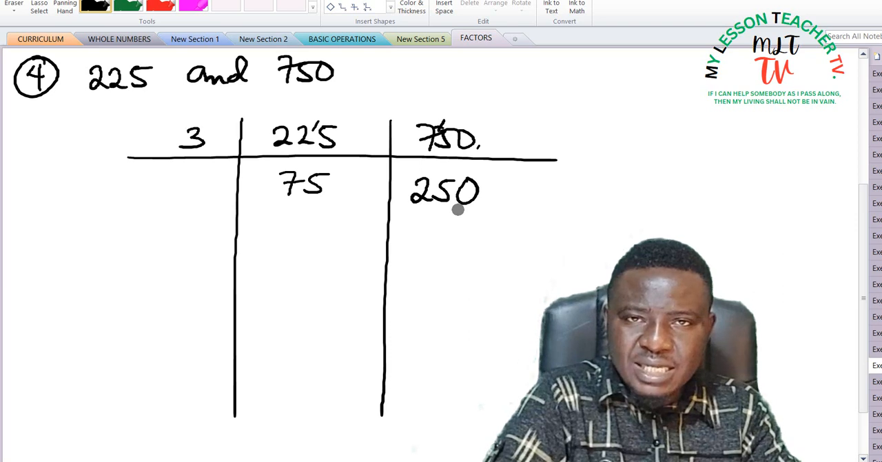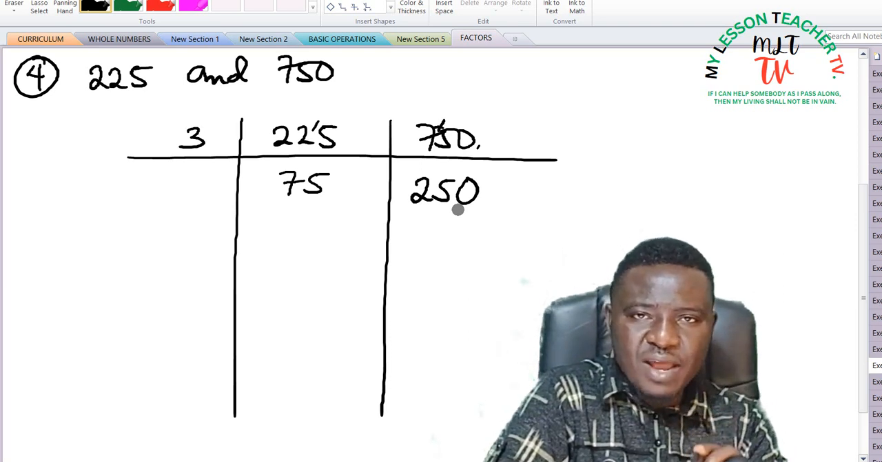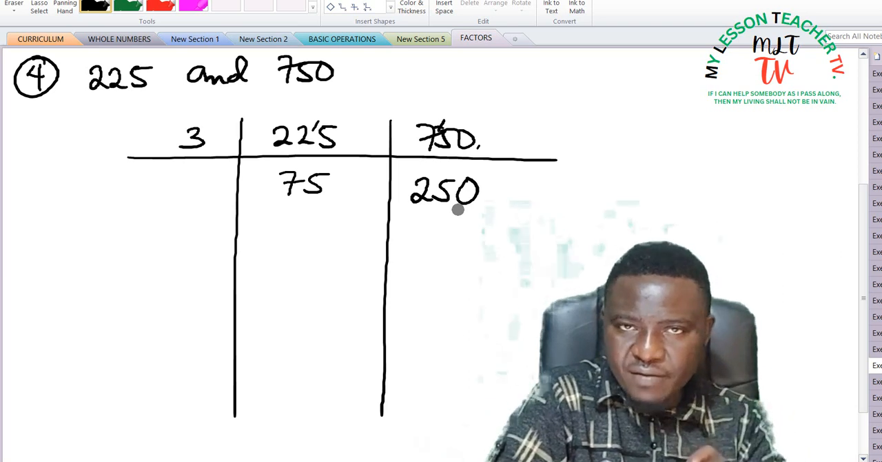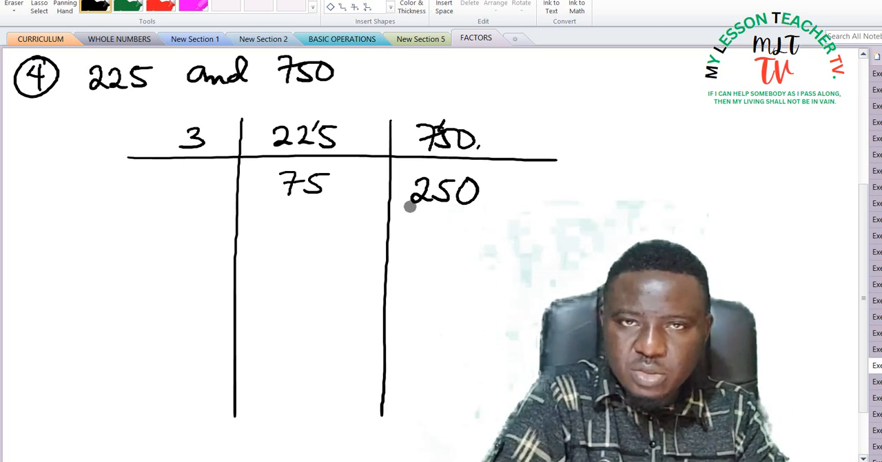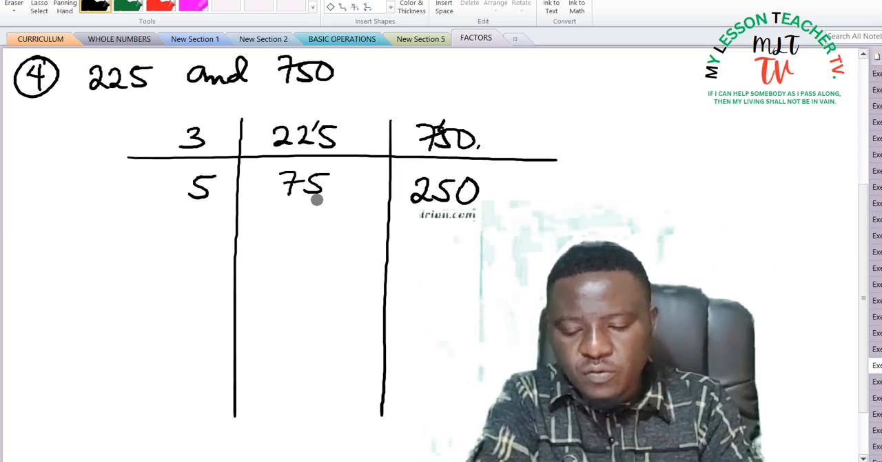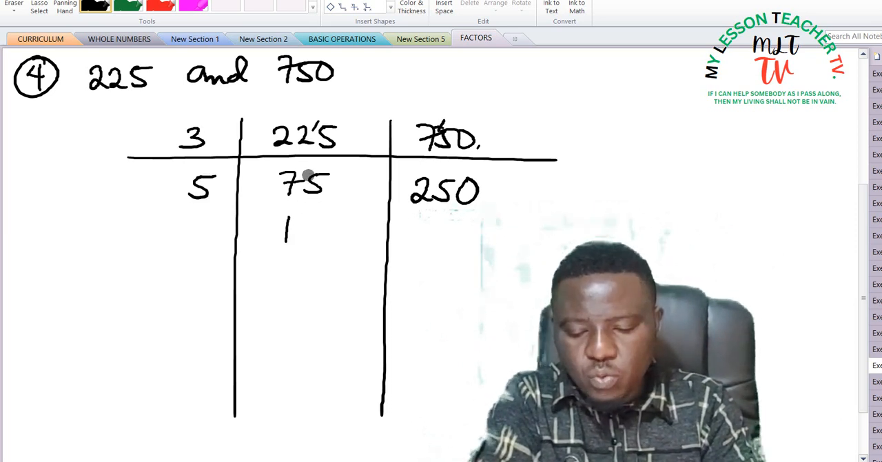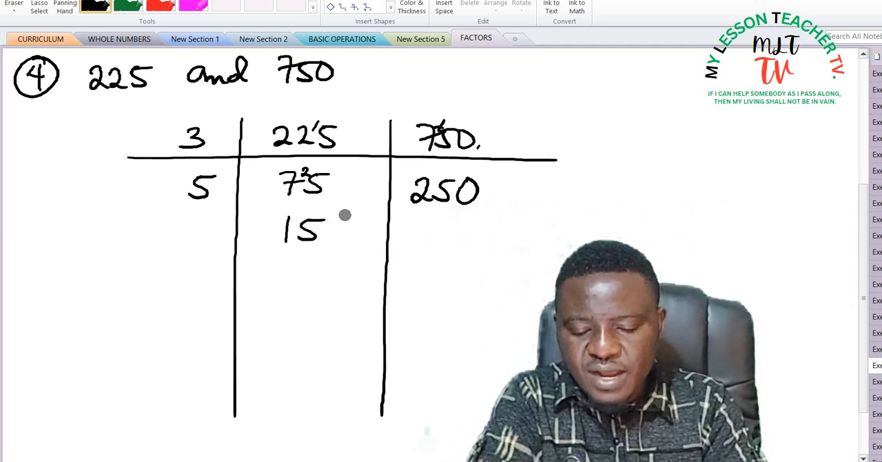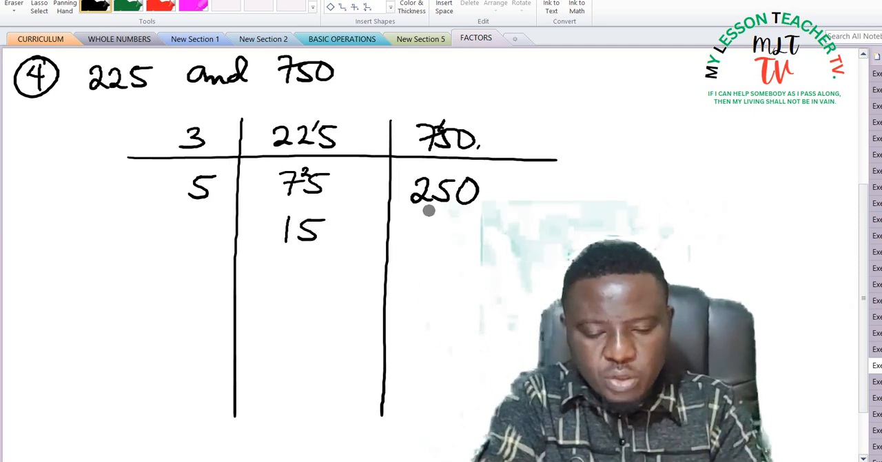The rule for divisibility states that for a number to be divisible by 5, the last digit must either be a 0 or a 5. So these two meet such conditions, and so they are divisible by 5. So 5 into 7 is 1 remainder 2. 5 into 25 is 5 times. 5 into 25 is 5, and 5 into 0 is 0.